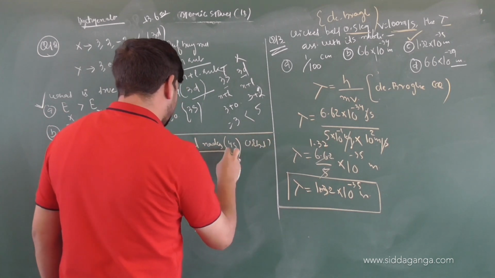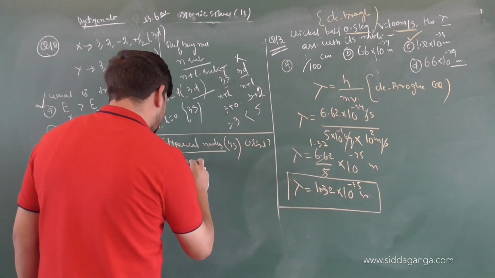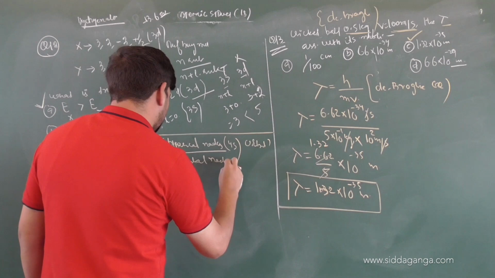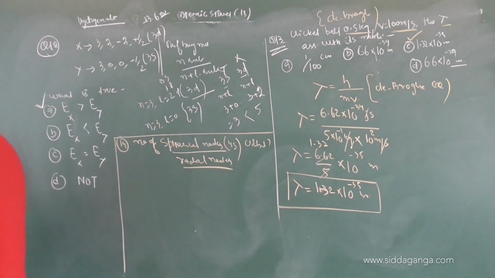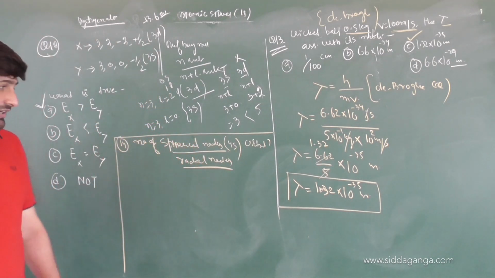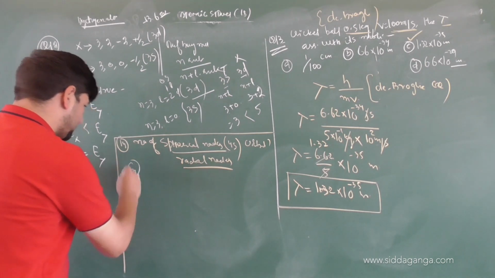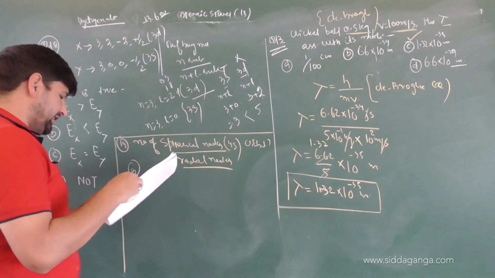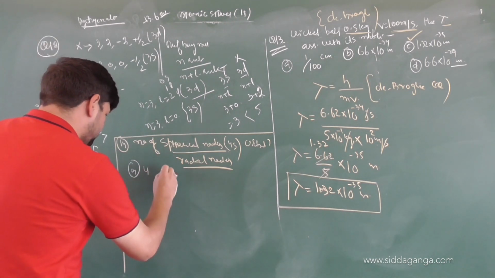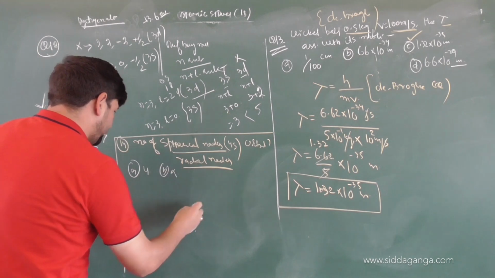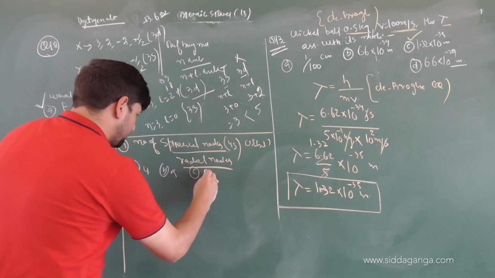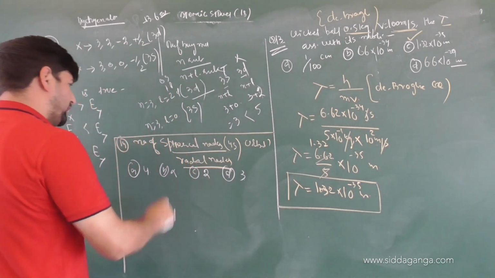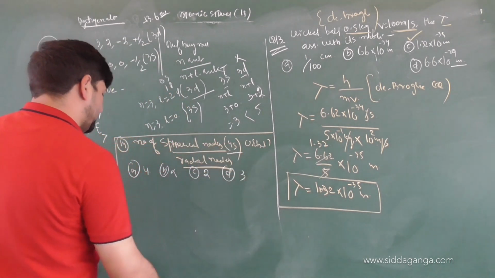What do you mean by spherical nodes? They are also called radial nodes. So what are the options? A, 4. B, infinity. C, 2. D, 3.